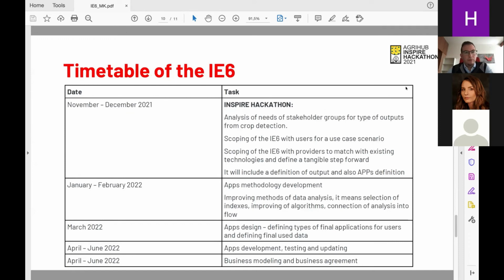What is the timetable of the experiment? So we start with this hackathon activity with the goals as defined previously. Then in early 2022, we continue with the methodology development and improving the methods for data analysis. In March, we want to finalize the apps design, defining types of final applications for users and the final data used and integrated in these applications. And from April to June, we want to support the apps development, testing, and updating, and also the business model development for the participants of the innovation experiment.